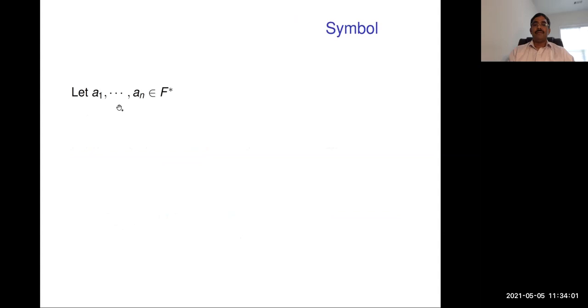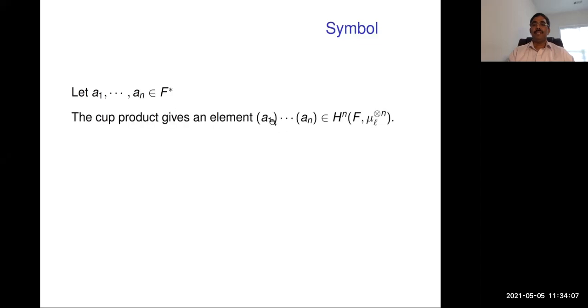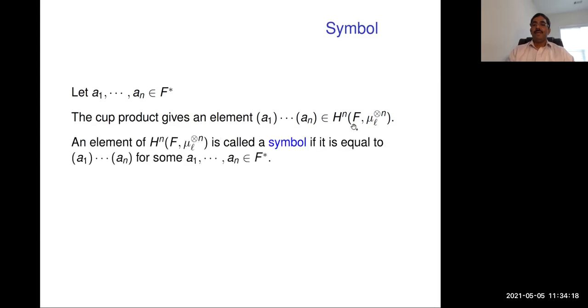Now take some finitely many elements a_1, a_2, ..., a_n in the field. Then each (a_i) is in H^1, and the cup product gives an element in H^n. So we denote this by (a_1)·...·(a_n). Now an element of H^n is called a symbol if it is equal to this cup product of (a_i) for some a_i in F*.